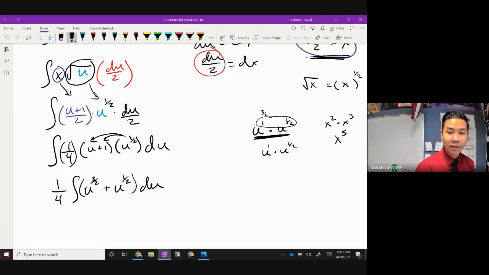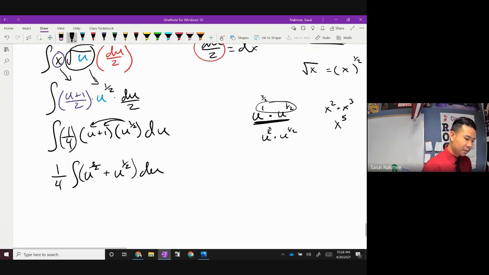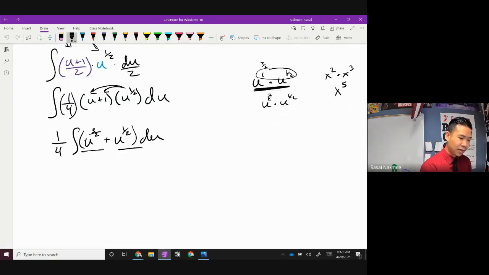1 plus 1/2 is 1.5, or in other words, 3/2, right? Common denominator is 2 over 2. So it would be 2 over 2 plus 1 over 2. That's how I got this 3 over 2 right here. Okay? That's that in a nutshell. U to the 1/2 times 1 is just u to the 1/2. Now, here we go. This is the power rule in a nutshell.